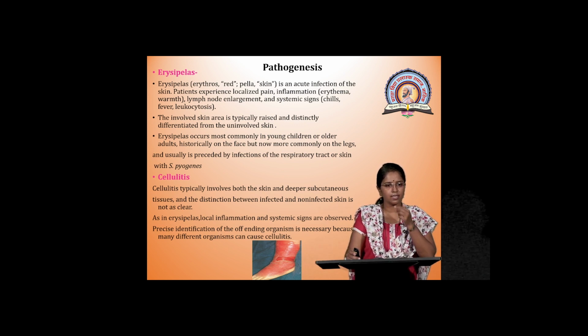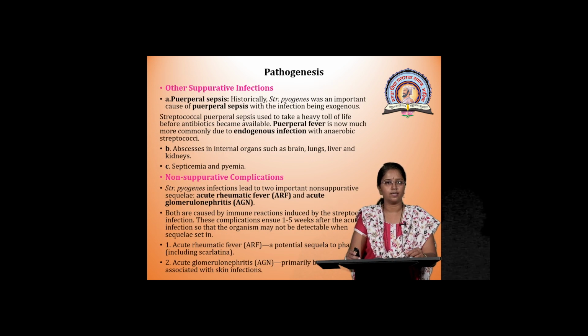The next infection is cellulitis. Cellulitis typically involves both the skin and deeper subcutaneous tissue, and the distinction between infected and non-infected skin is not as clear. As in erysipelas, local infection and systemic signs are observed. Precise identification of the offending organism is necessary because many different organisms can cause cellulitis. Here the image is given for cellulitis.